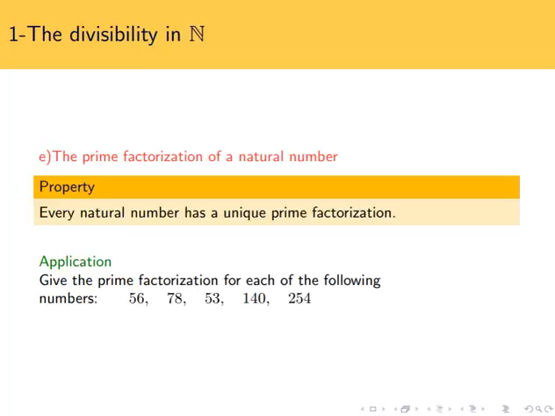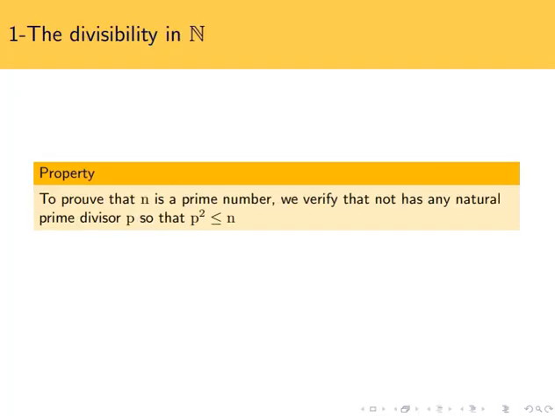You can do the same thing with the rest of this list. Now we have a test of primality. How can we verify if n is a prime number or not? To prove that n is a prime number, we verify that n does not have any natural prime divisor whose square is less than or equal to n. If we can't find any prime number with square less than or equal to n, then we can say that n is a prime number. Why this?